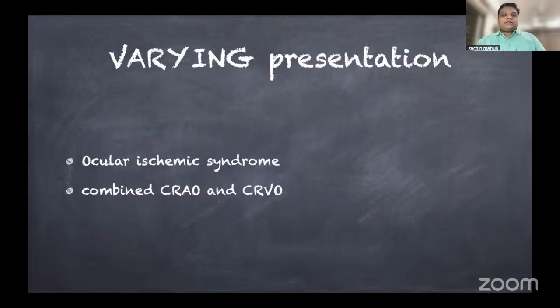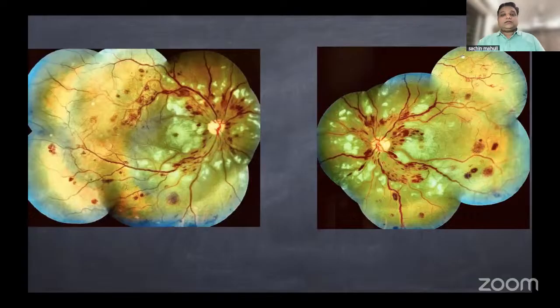So coming to the presentations, it can be varied. It can present with a very classical CRAO, or it can be some sort of ocular ischemic syndrome. It can be combined with a vein occlusion, like in this picture you can see, it is a combined vein occlusion along with the central retinal artery occlusion.